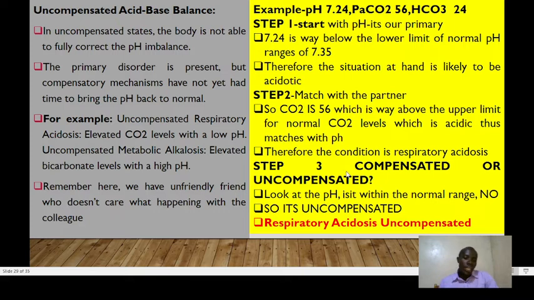Okay, step number 3, we have to determine if it is compensated or uncompensated. We simply look at the pH again. Is it within the normal range? 7.24. The normal range is 7.35 to 7.45. So this one is outside the normal range. That's why we are saying it is uncompensated. If it was within the normal range, then we could talk of compensation. So the final description for this situation, with a pH of 7.24, partial pressure of carbon dioxide 56, and bicarbs 24, is respiratory acidosis and uncompensated.